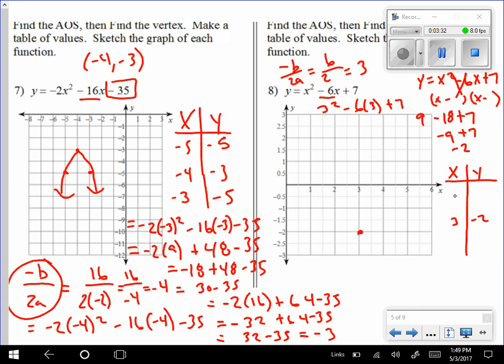Okay, so one smaller, one bigger. So at 2, we would have 2 squared minus 6 times 2 plus 7. So we'd have 4 minus 12 plus 7, which would be negative 8 plus 7, which would give us negative 1. If we plugged in 4, we'd have 4 squared, which would be 16, minus 24. So 24 minus 16 is 8, so that would be negative 8 plus 7, which would also give us negative 1. So we have 2, negative 1, and 4, negative 1.